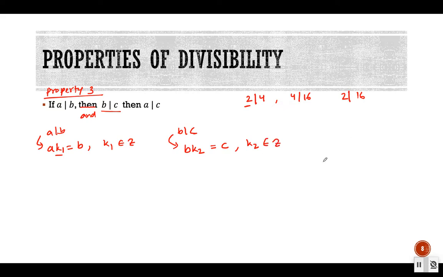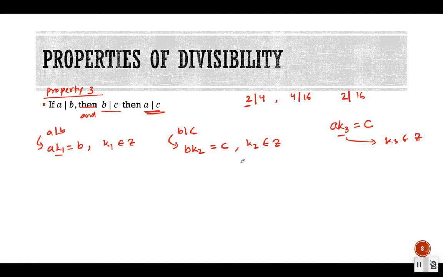All right, now to prove that, given these two statements, I have to prove that I can represent a k3 equals c, where k3 belongs to the integers. So if I can prove that, I can say that a divides c.